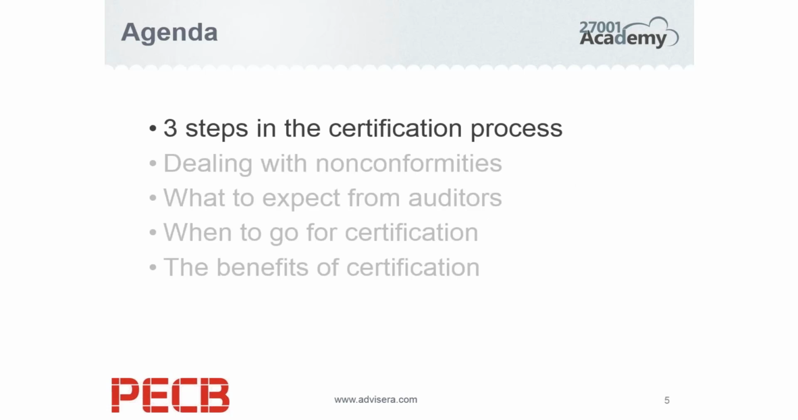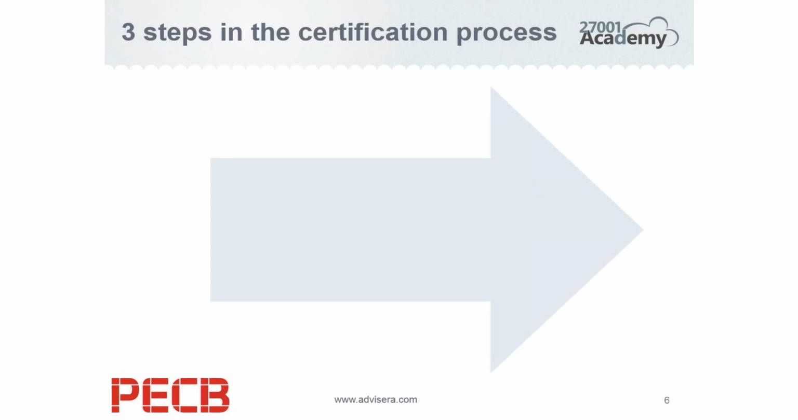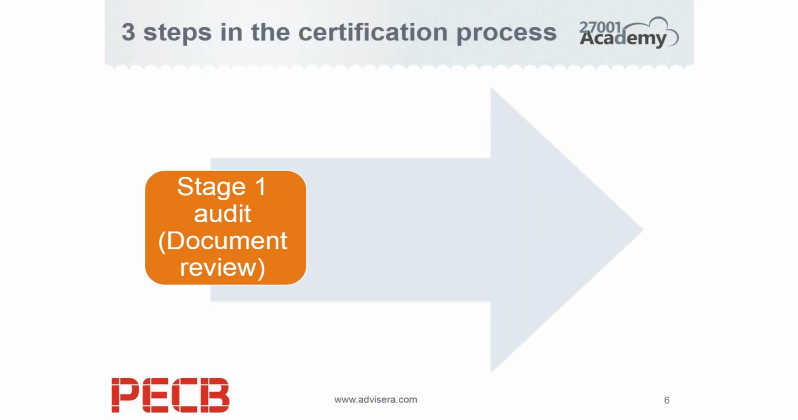So the agenda for today is, first I'll take you through these 3 steps in the certification process. Then I'll explain how to deal with the nonconformities that the certification auditor will find, and they will find something, this is for sure. And also what you can expect from auditors and what you cannot expect from auditors. Also, when is your company ready to go for the certification? And finally, what are the main benefits of the certification? Okay, now let's start first with these 3 steps in the certification process. So, no matter which certification body you select, you will have these stages, as I will show them.